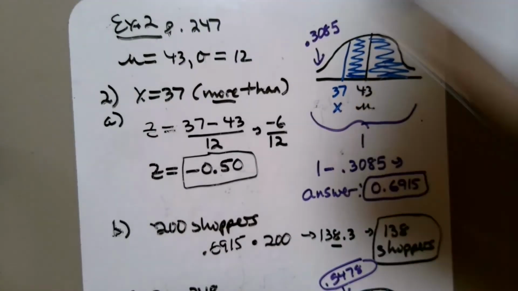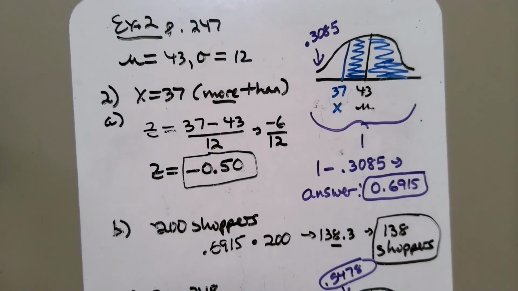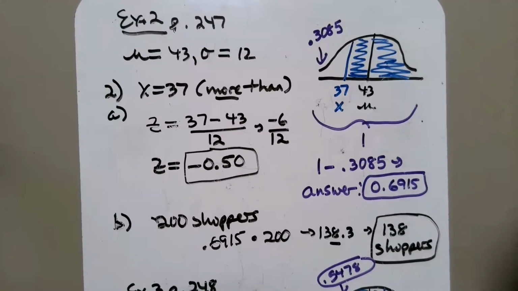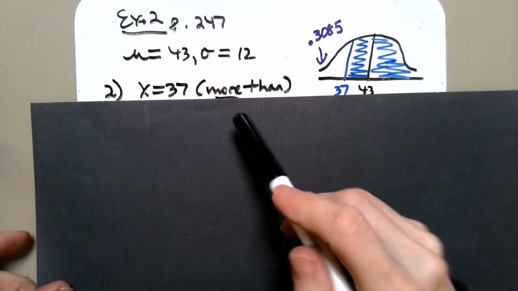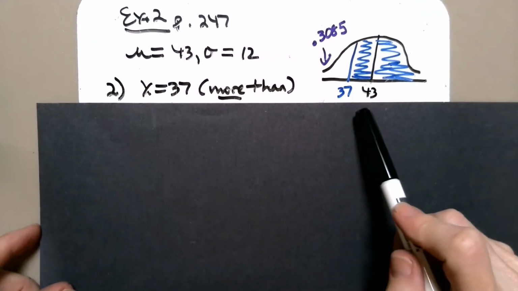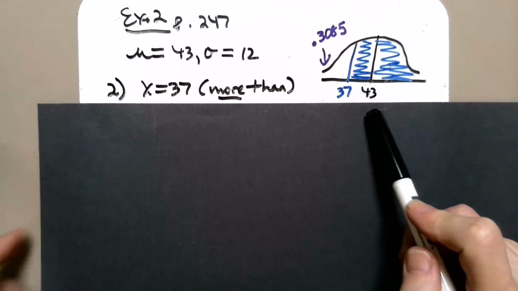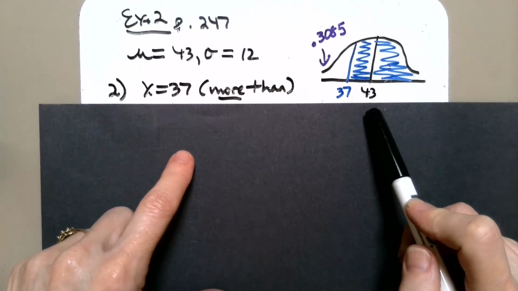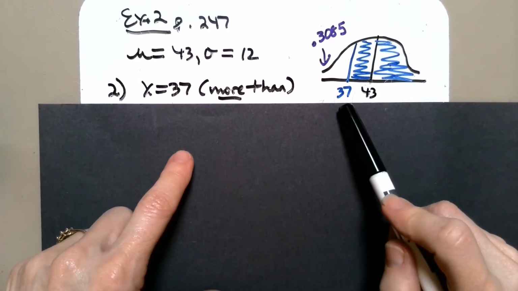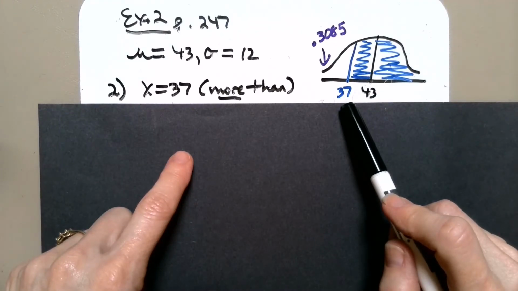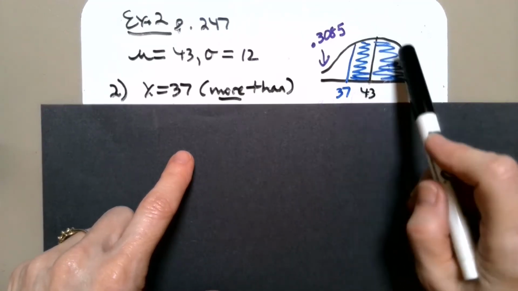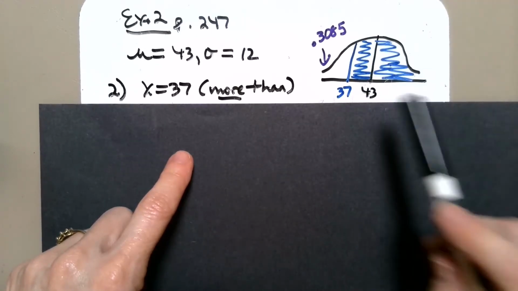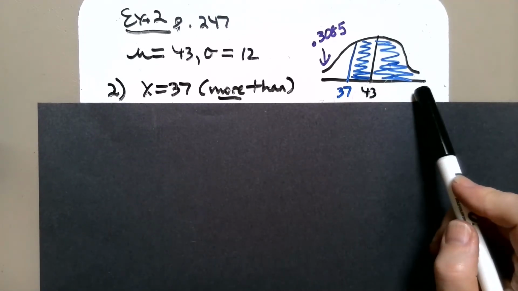So example 2 on page 247, now we've got 2a. What's the probability that a random shopper will enter the store and spend more than 37 minutes in the store? So we've got x is 37 and more than tells us where to shade. So we go over here to the picture. Again, our mean of the population was 43. That goes in the middle of the drawing. 37 is less than the mean, so that goes to the left, because fewer minutes than 43. But it says more than 37 minutes, so we're going to shade to the right in blue here. That's the people who spend up to 43 and then longer than 43 minutes.